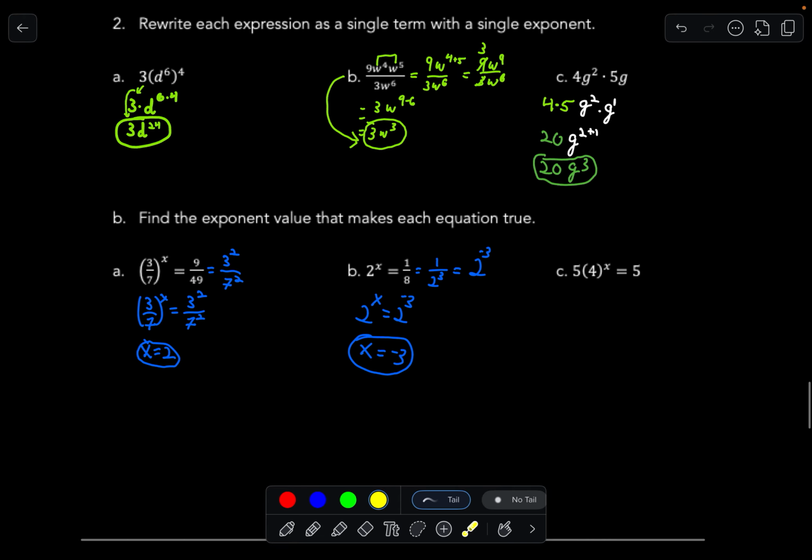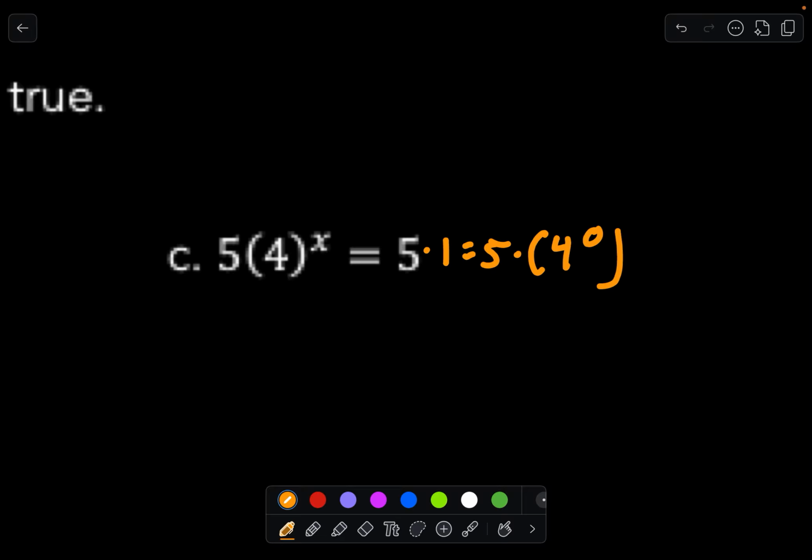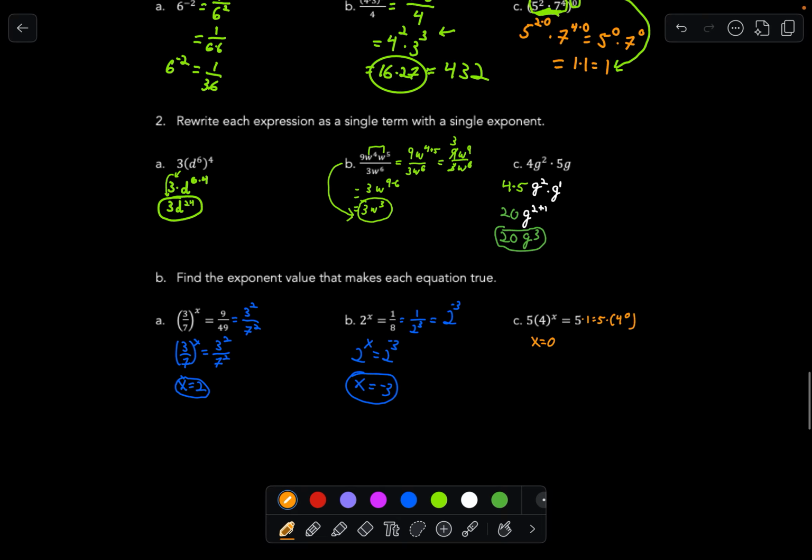All right? C, 5 times 4 to the x power equals 5. Well, remember, don't let this freak you out because 5 is the same thing as saying 5 times 1, right? 5 times 1 is 5. Now 1 can also be thought of as 4 to the 0 power because that's also 1. So that tells you x must equal 0 because 4 to the 0 is 1. All right? And that's how you can do that problem.